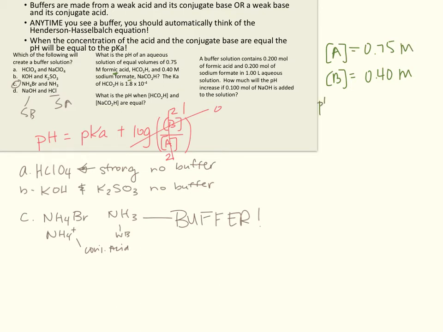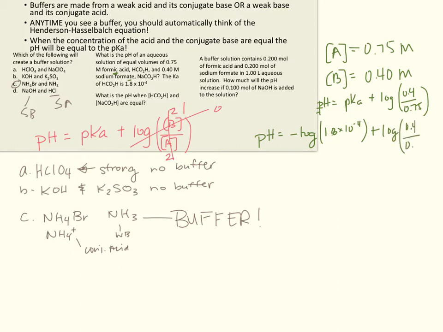And so that's going to be the pH is equal to the pKa plus the log of the base, the conjugate base, divided by the weak acid. All right, and so what's pKa? Well, anytime you see P in front of something, that just means to take the negative log. And so I'm going to take the negative log of 1.8 times 10 to the negative 4, and add that to the log of 0.4 divided by 0.75.